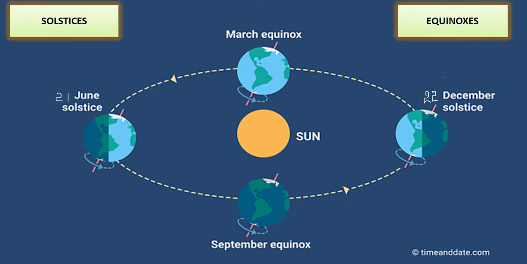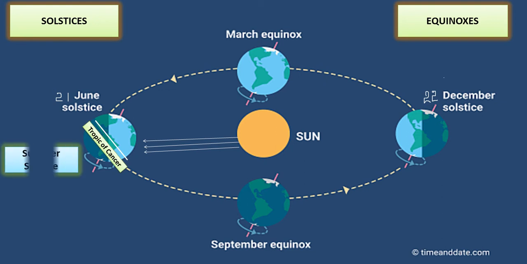Now let's learn about solstices and equinoxes. On 21st June, the Earth is in the position where the North Pole is tilted towards the sun. On this day, the sun is overhead at the Tropic of Cancer. This day is known as summer solstice. The southern hemisphere, however, is tilted away from the sun and experiences winter.